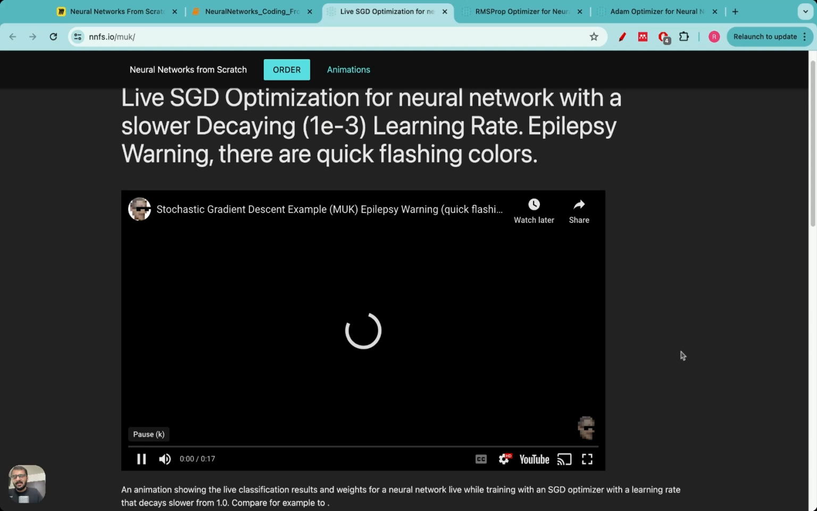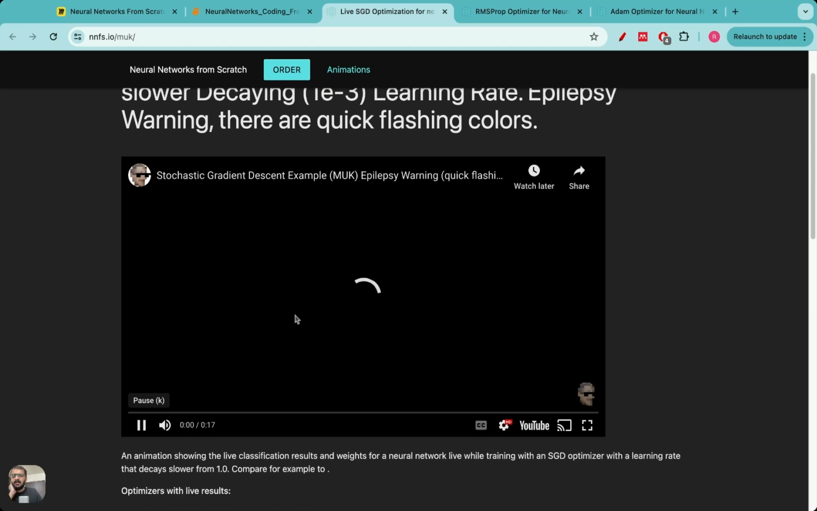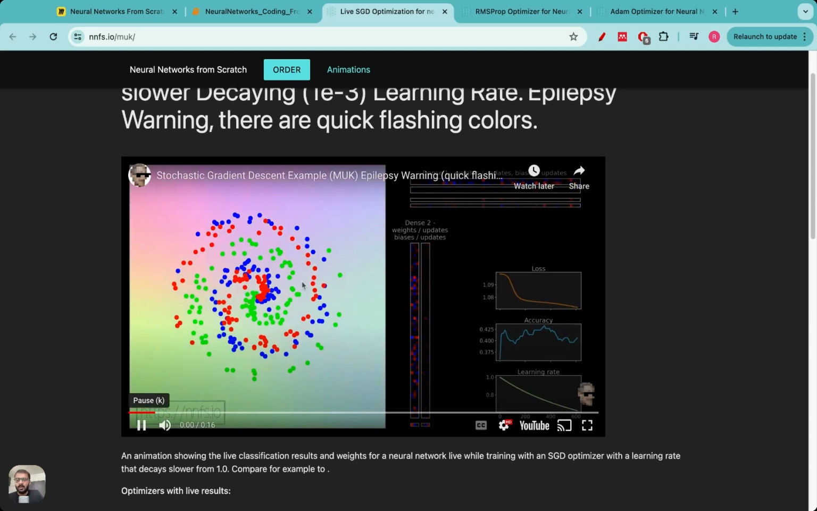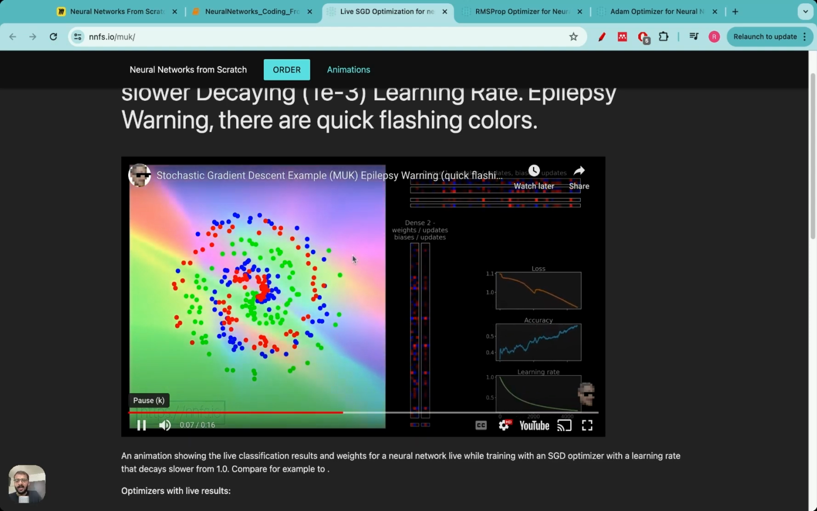So here you can see that the iterations will start now. Okay, here you can see that the iterations have started, and if you see the background colors, they are the predictions. They should ideally match the true data colors which we have. So now, this is the final prediction if we just use a decaying learning rate without momentum or without the RMSprop.